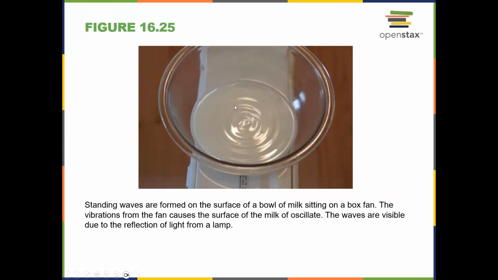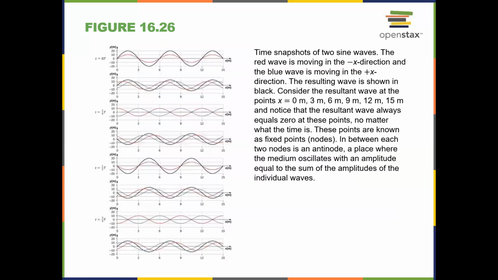So here's a picture of, this is actually milk in a bowl, and it's being vibrated by a fan. It's sitting on top of a motor. And what you can see is that there's these waves that are here. And these waves are actually standing waves. They look like they're standing still. If this was a movie, they would still look like they were standing still. So these are called standing waves. And these are the same waves that cause problems with earthquakes.